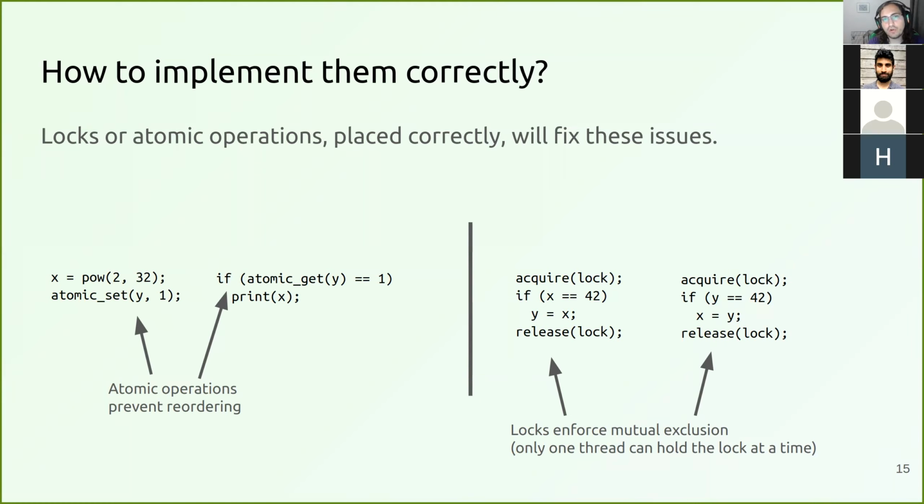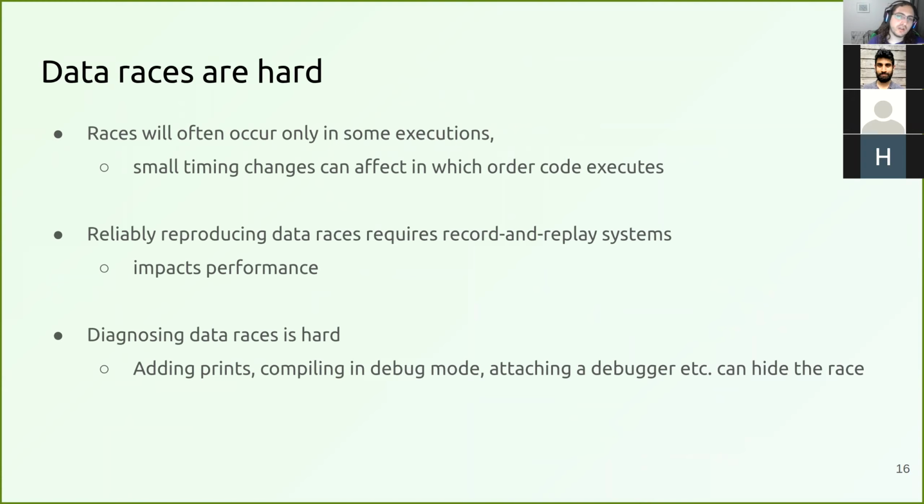Locks enforce mutual exclusion, which means that only one thread can hold the lock at a time. So with the other example, if we had locks around these, only one thread would be able to enter that block, run the code inside it, and then leave. And the other thread has to wait for the first one. So the fixes to these problems aren't hard, but what's hard is understanding the problem and figuring out where it's happening. So that's really hard.